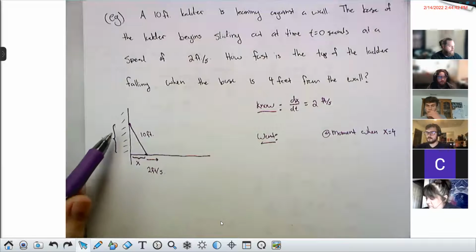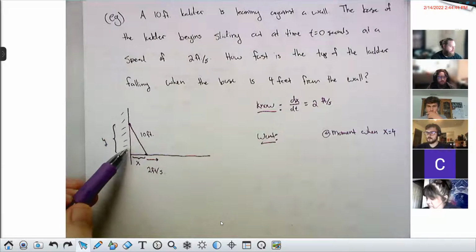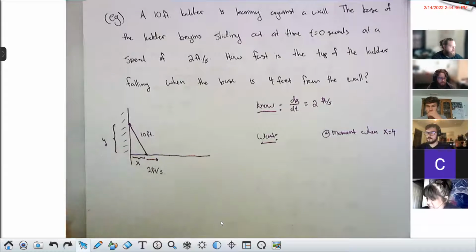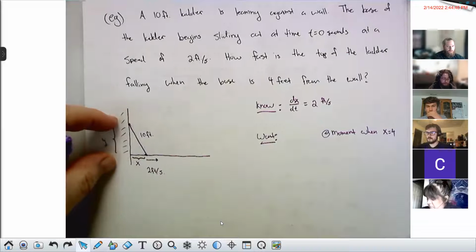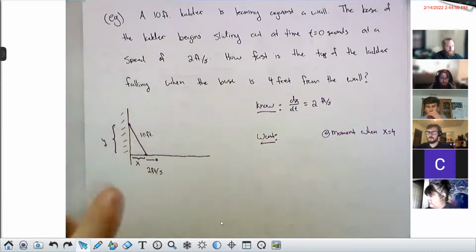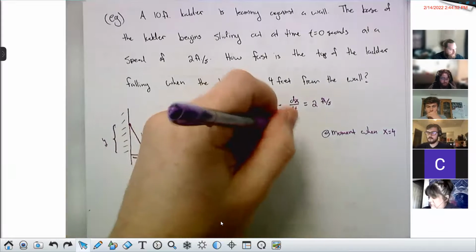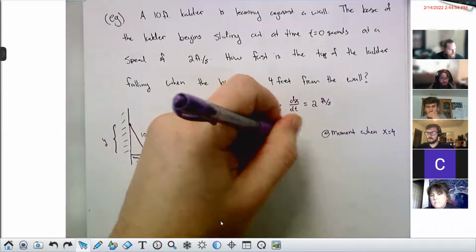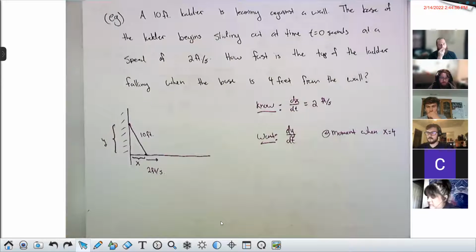And then the thing I want to know is how fast the top of the ladder is falling. So I want to know how this distance is changing. So that would be dy/dt. So I want dy/dt at the moment when x is equal to 4, and I know that dx/dt is 2.